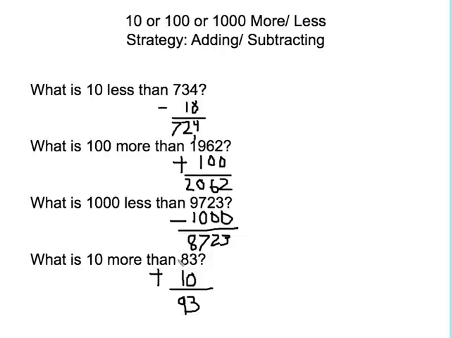If you got all of these answers correct, you can go ahead and move on to the next activity. This may be a strategy that is useful to you, actually adding or subtracting on those tens, hundreds, and thousands. If not, watch this video again, and then we'll see where our mistake is.